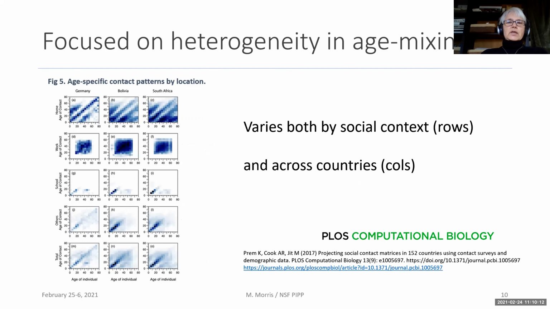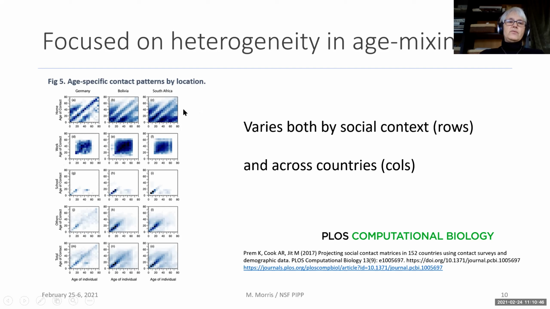They focused on the heterogeneity in age mixing, and what they wanted to represent was how that varies by social context, i.e. by where the contact is taking place. It can be in the home, in the workplace, in schools, or in other settings where people congregate. And what they've represented here will be familiar to people who have worked on mixing matrices before. It's the age of a person and the age of their contact. So in that grid, you're seeing the age mixing pattern for dyads.